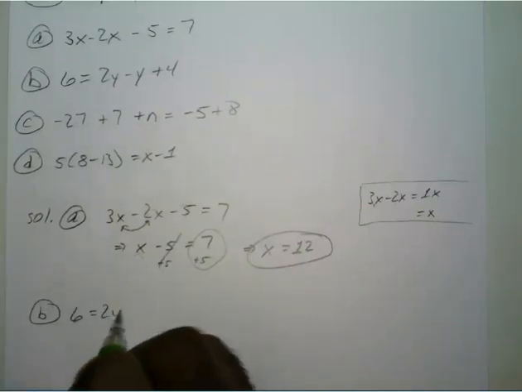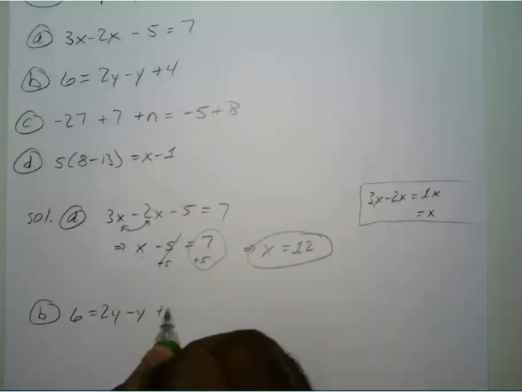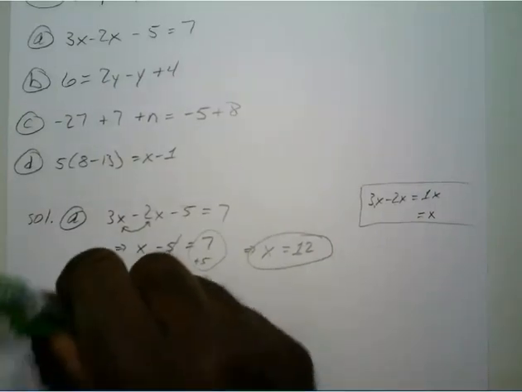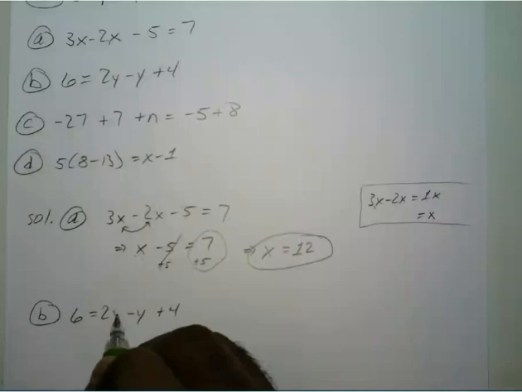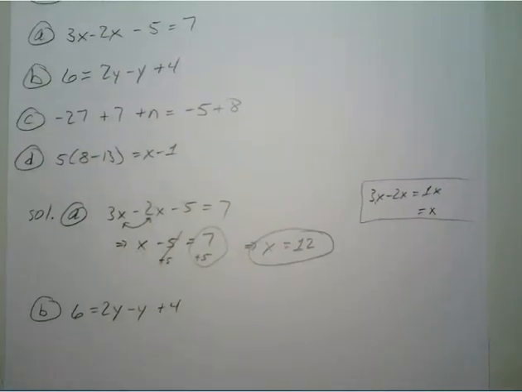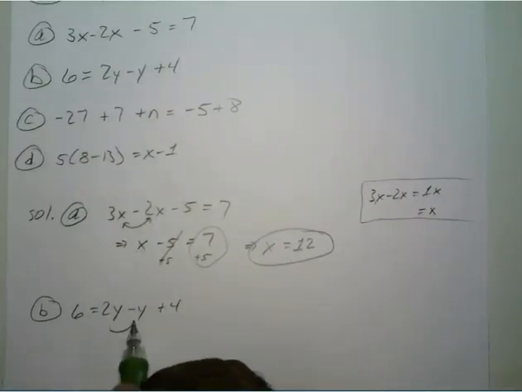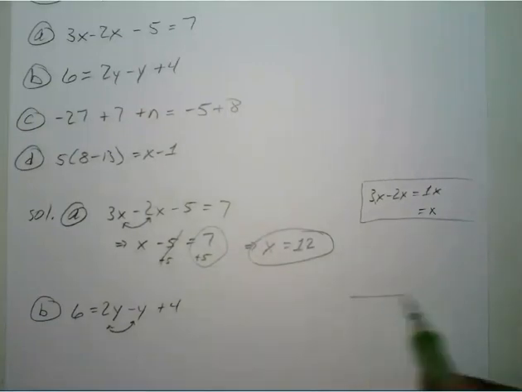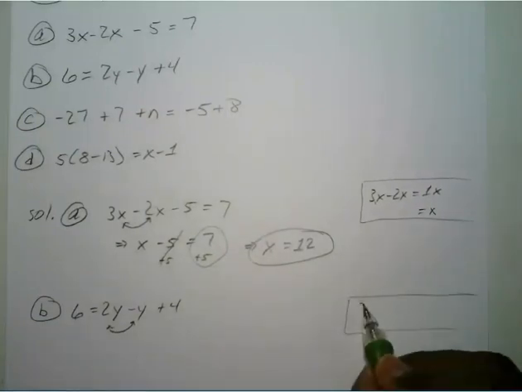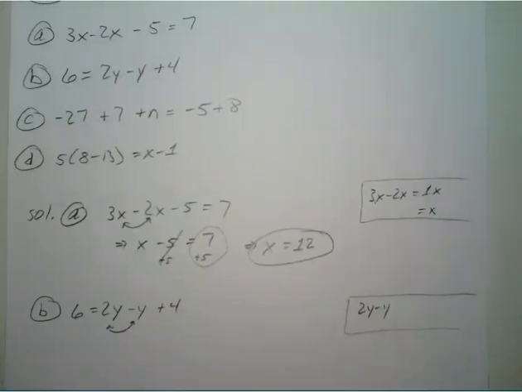We have 6 equals 2y minus y plus 4. Let me clean up that y so it doesn't look like anything else. There we go. Okay, so again, we can combine these two, because 2y minus y is the same as saying 2y minus 1 times y. So 2 minus 1 is just 1, so 2y minus 1y is 1y. Or 1y is just y.